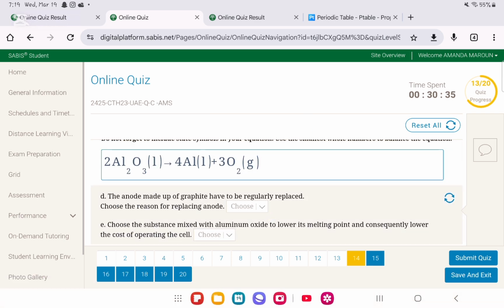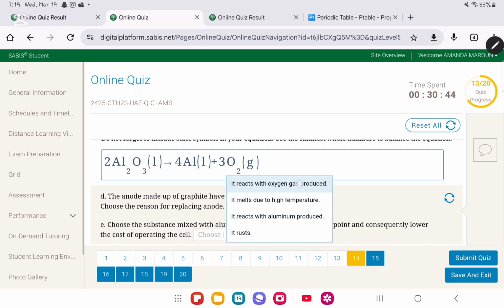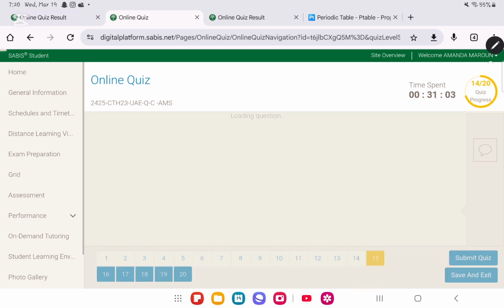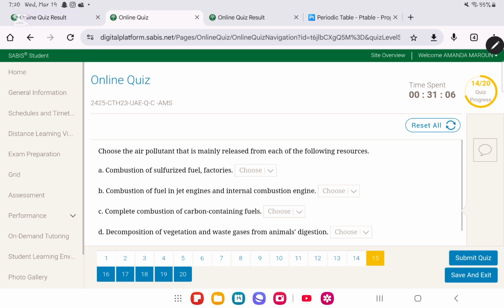Now, the anode, which is made up of graphite, has to be regularly replaced. Why? Because the graphite will react with the oxygen gas produced. Now, choose a substance mixed with aluminium oxide to lower its melting point and consequently lower the cost of operating the cell. Very simply, whenever you see lower the melting point, you will directly think of cryolite. That's it. We move on to question number 15.